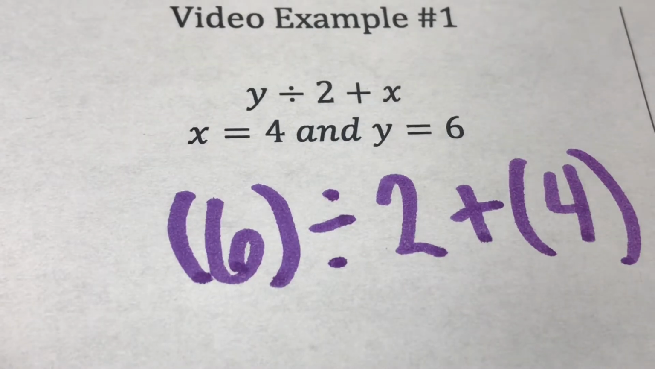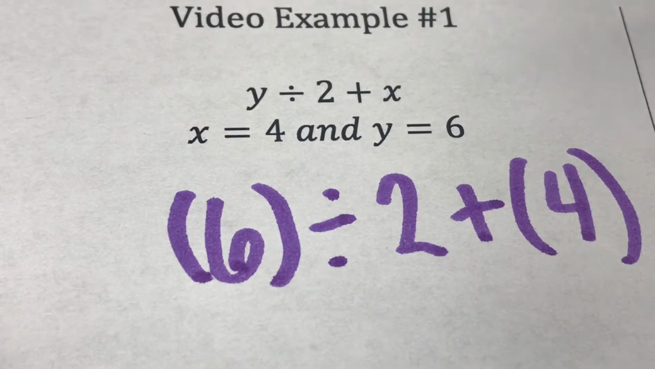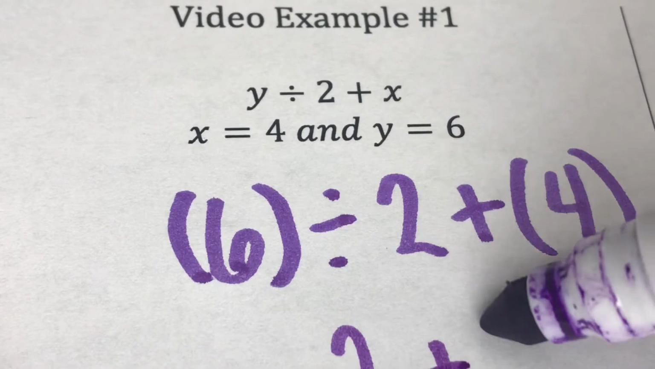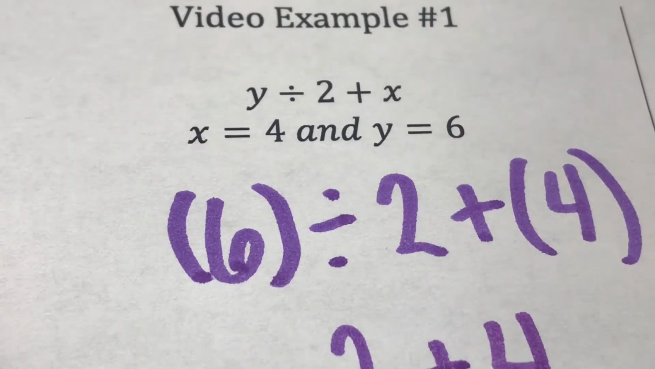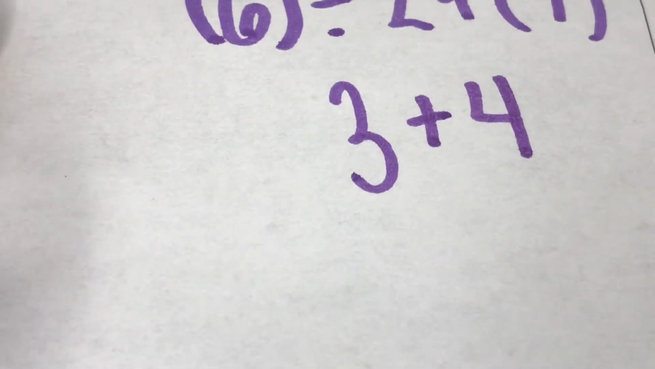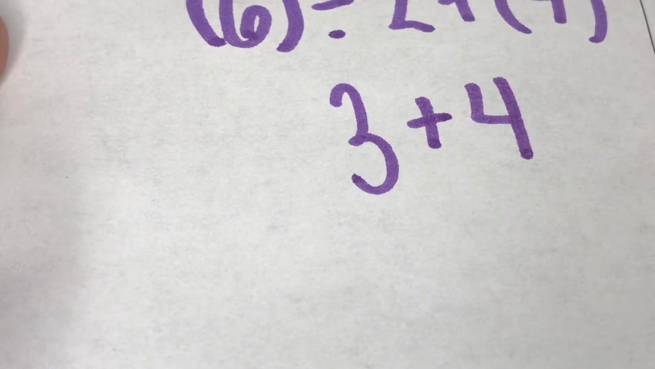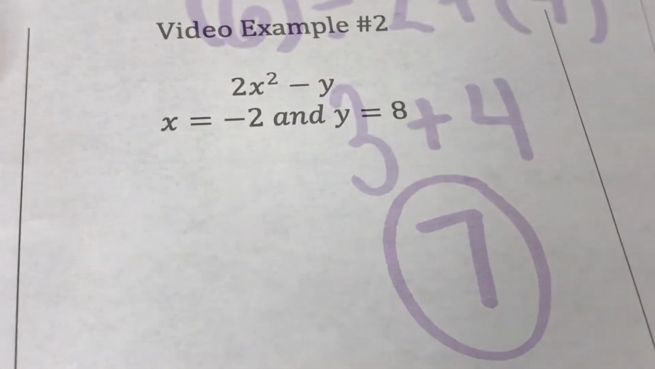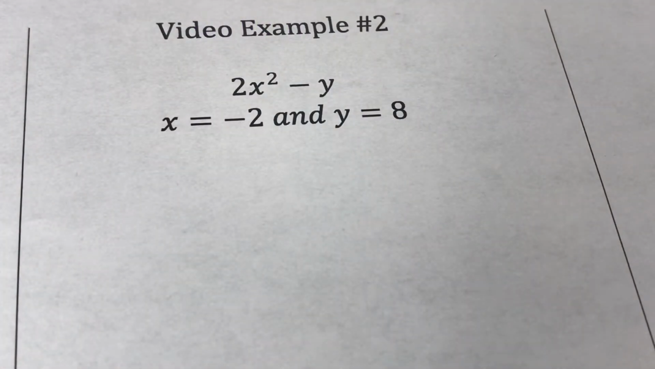Now, if we remember PEMDAS, what comes first, division or addition? The answer is division. So we're going to take 6 divided by 2 and get 3. Let's rewrite the rest of our problem. From here, our last step is just to add 3 plus 4. If you said 7, you would be correct. And that's the answer.